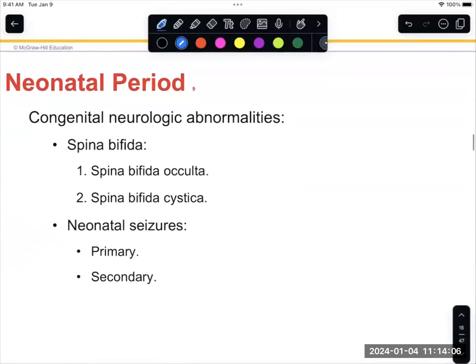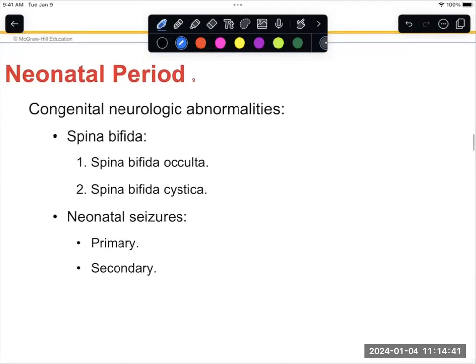So spina bifida, in general, is when the vertebral column fails to close around that spinal cord. Spina bifida occulta occurs when the vertebral arches fail to unite and there is no neurologic involvement. Spina bifida cystica is when nervous tissue protrudes outward and may contain meninges and part of the spinal cord or both.